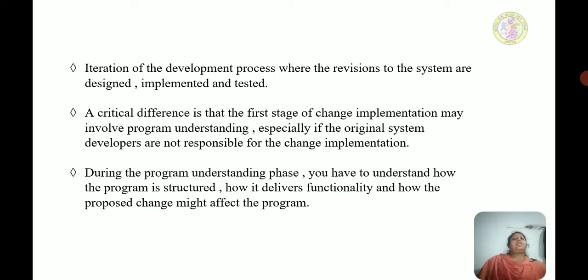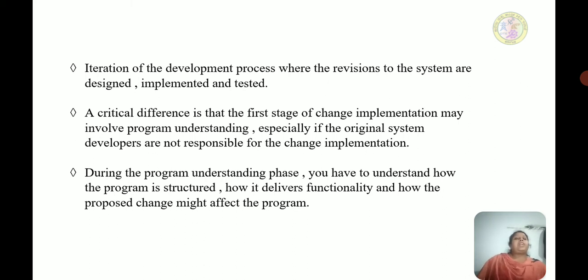Then the critical difference: what changes have to be made. The critical difference in the first stage of implementation may involve the programmer having to understand the program. Any programmer first has to understand the program properly. Especially in the original system, the developers are not responsible for change in implementation. Only in the beginning, whenever the specification has to be identified, can we identify it, but the developers are not responsible for the change in any implementation.